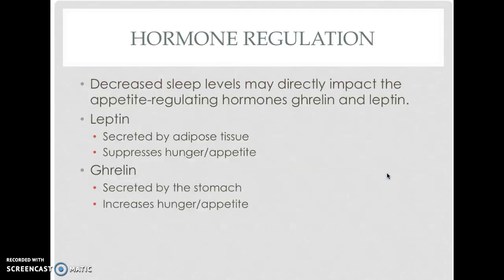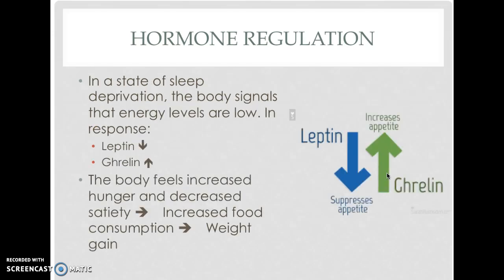The first mechanism is hormone regulation. Decreased sleep levels may directly impact the appetite-regulating hormones ghrelin and leptin. Leptin is secreted by adipose tissue and it suppresses hunger and appetite, and ghrelin is secreted by the stomach, which increases hunger and appetite. In a state of sleep deprivation, the body signals that energy levels are low, and in response, leptin decreases and ghrelin increases. So the body feels more hunger and decreased satiety, which leads to increased food consumption and weight gain.